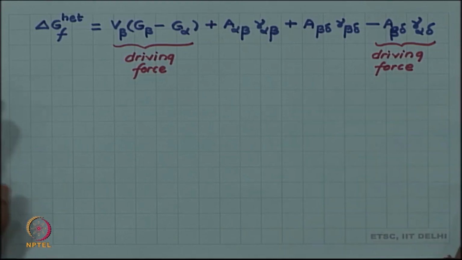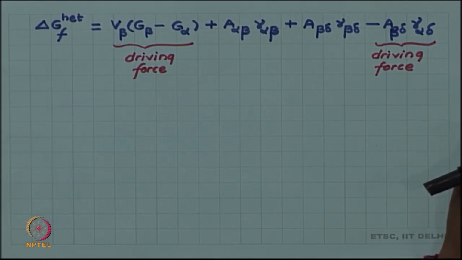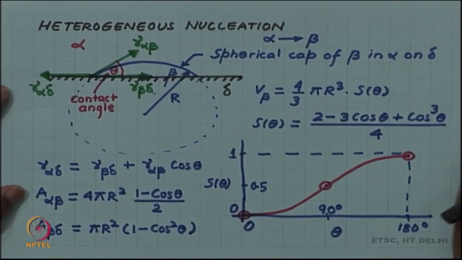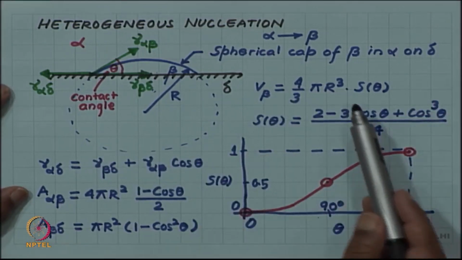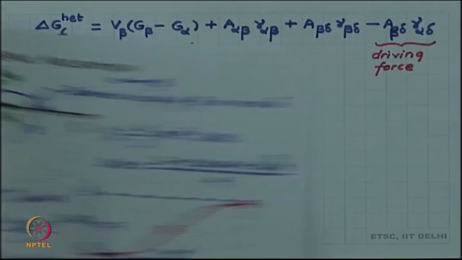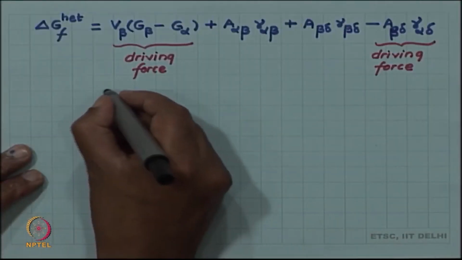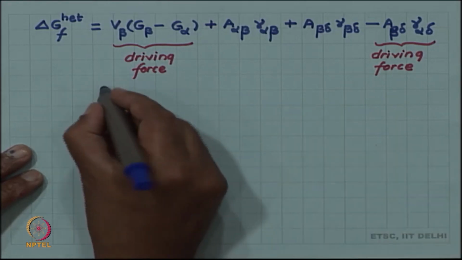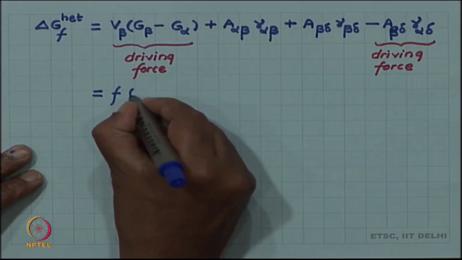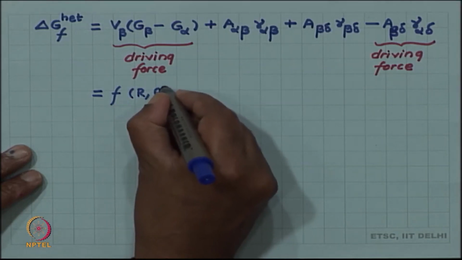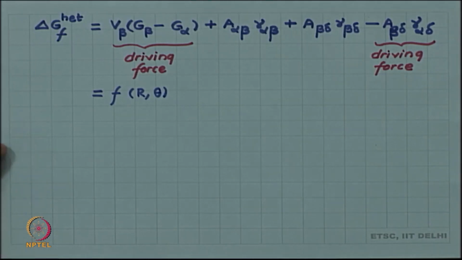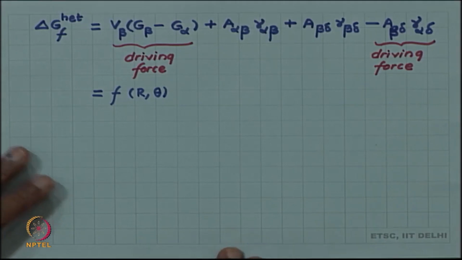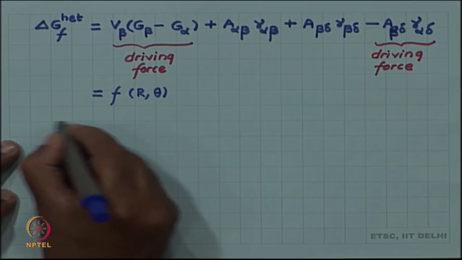So, this is the energy expression, and if you recall, we have all these terms V beta, A alpha beta and A beta delta in terms of r and theta. So, we can express that. So, this is a function of r and theta. And we can again think of the variation of delta GF as a function of r.